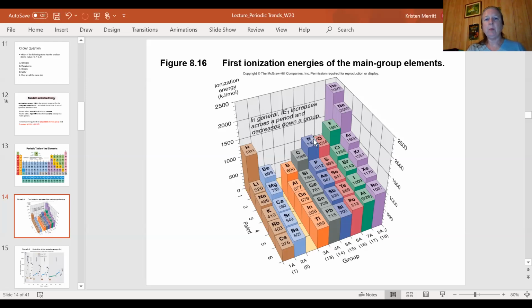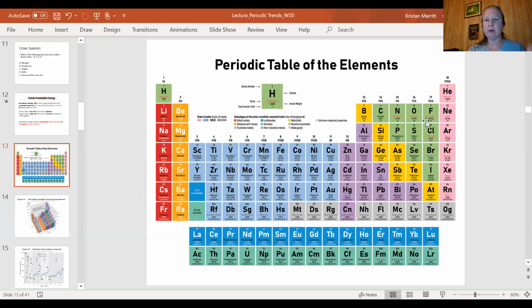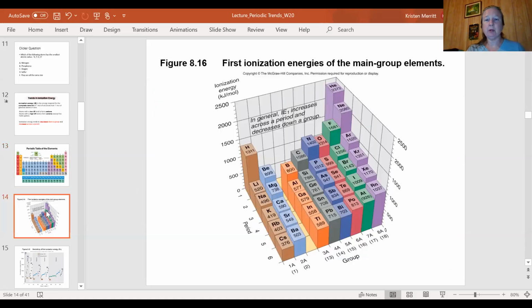So as we go up, this is the p orbital. So here's boron, carbon, nitrogen, oxygen, fluorine, neon. As we go up the first 3 orbitals of the p subshell, your ionization energy increases, right? It's getting harder and harder to remove an electron as your element gets smaller. However, look at this, between nitrogen and oxygen, all of a sudden it's easier to remove an electron from oxygen than from nitrogen. Why? Let's go to the whiteboard and I'll show you.